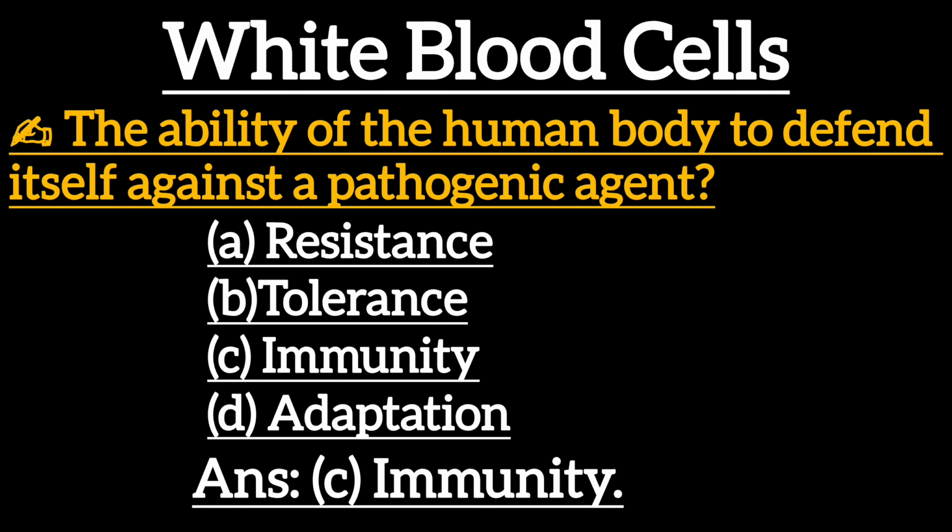Next one: the ability of the human body to defend itself against a pathogenic agent is option A, resistance. Option B, tolerance. Option C, immunity. Option D, adaptation. Correct answer is option C, immunity.